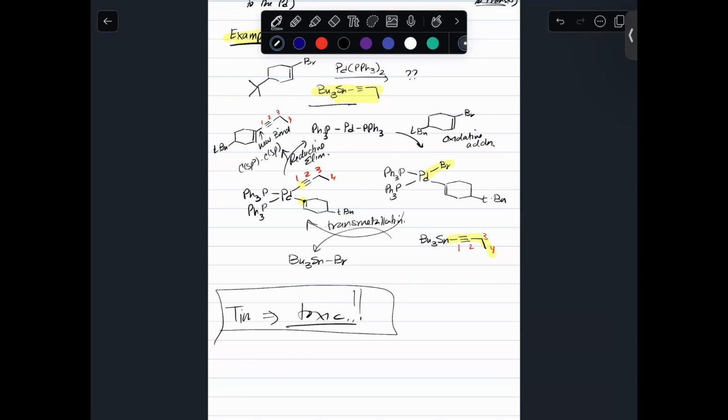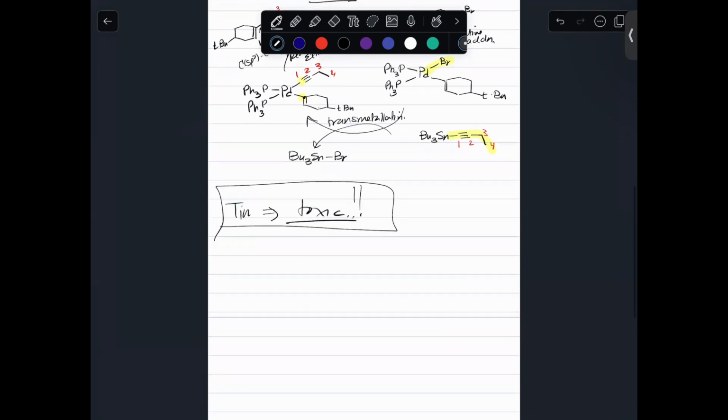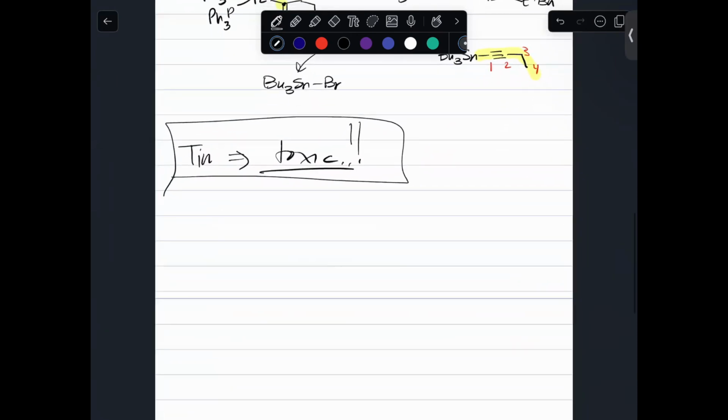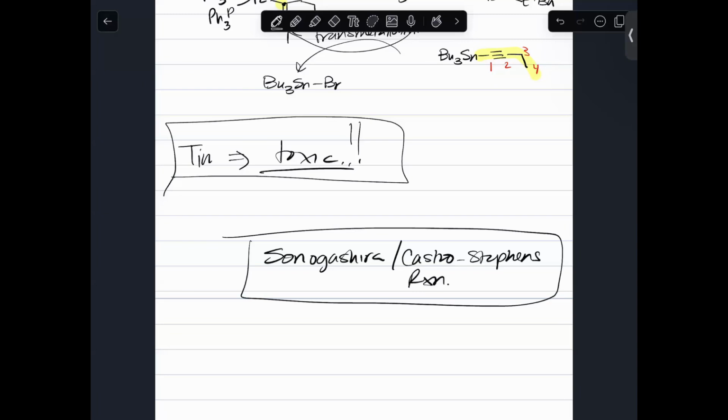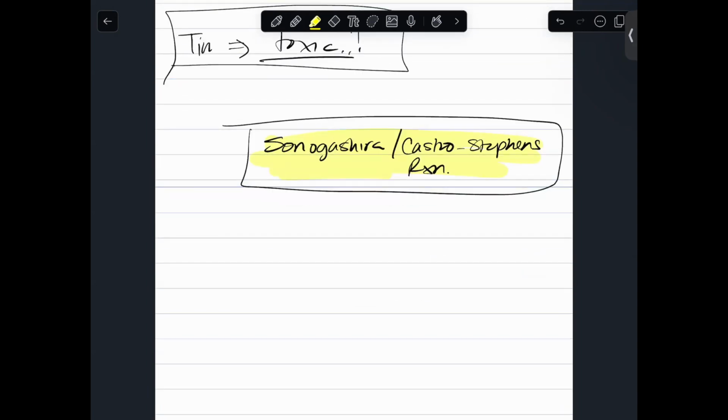Okay, so now let me go ahead and jump into reaction number 3, which is the Sonogashira Castro Stevens reaction. And again, I'll come back to the Suzuki and the Stille, but I just want to give you a general overview of these reactions.